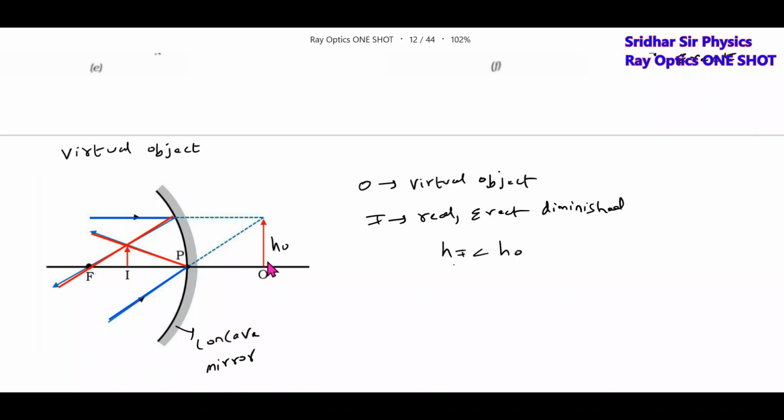Next, a virtual object is kept here. You can see there's an incident ray and another incident ray. Here we'll show like this. After reflection, a ray incident parallel to the optic axis should pass through the focus. A ray incident at the pole will get reflected symmetrically. Both these reflected rays will converge at a point, so this will be the image.